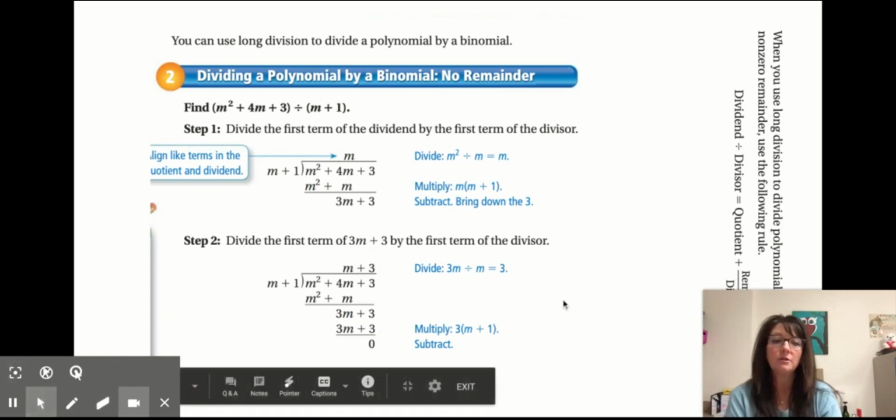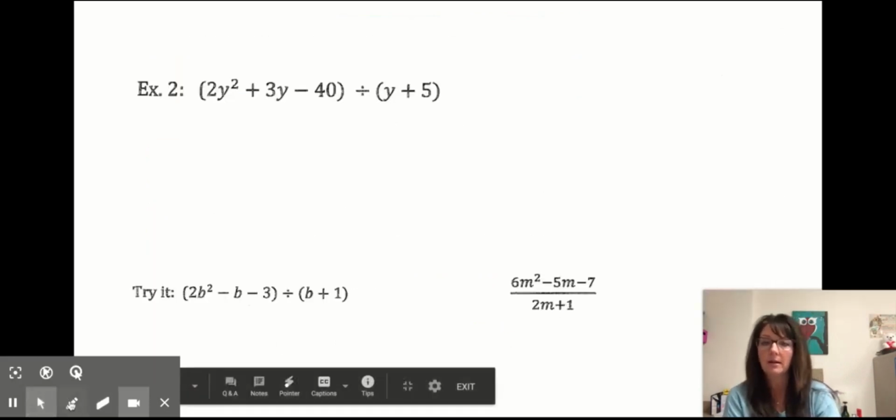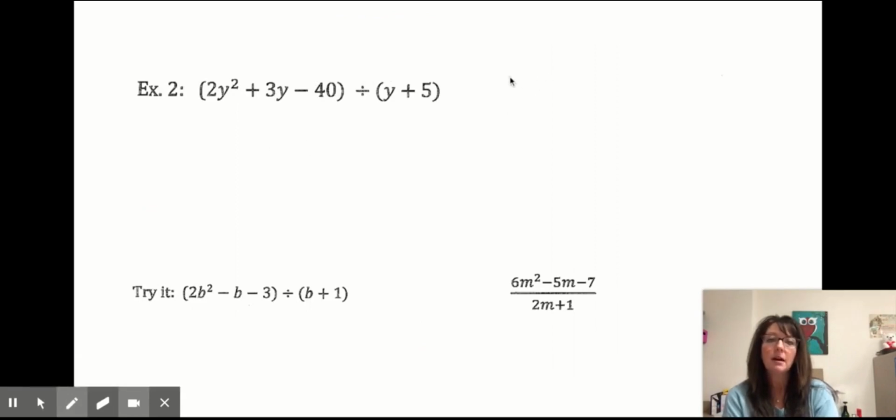I'm pretty sure the ones that we get are going to have the remainder. All right, so let's get it set up. We know that we have to take 2y squared plus 3y minus 40, and we're going to divide that by this y plus 5.